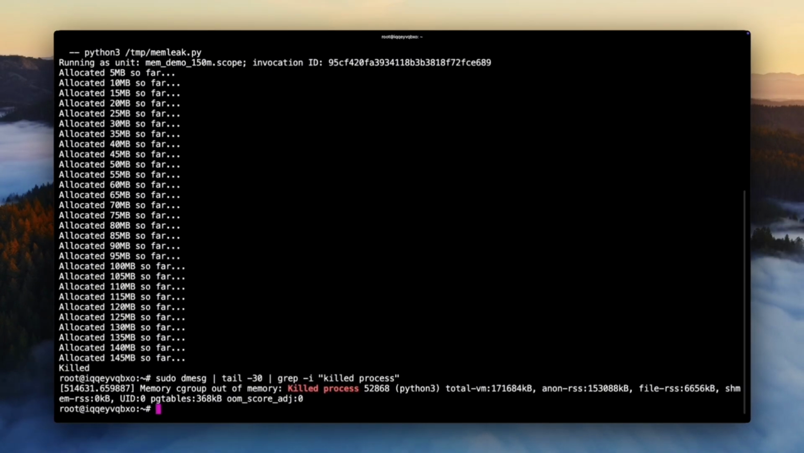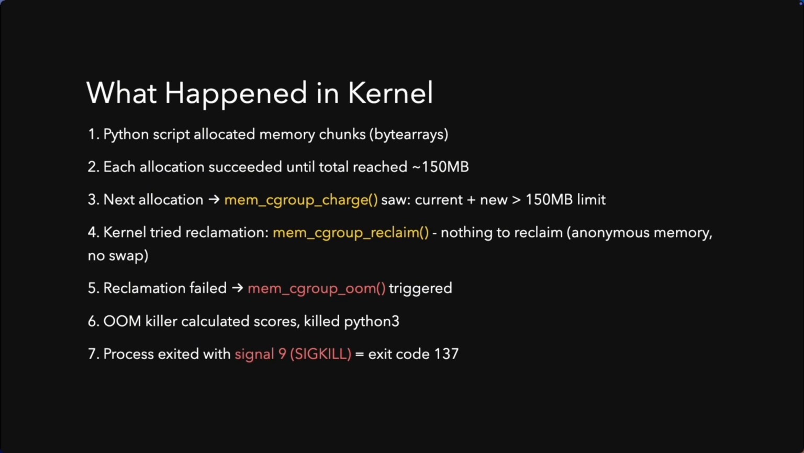So what happened step by step? Python script allocated memory chunks by byte arrays, then each allocation succeeded until total reached the limit. On next allocation, memcgroup charge function saw that current plus new is more than the limit. Kernel tried reclamation by memcgroup reclaim, and there is nothing to reclaim, no anonymous memory, no swap, and reclamation failed. And then memcgroup OOM function is triggered, and then OOM killer calculated scores and killed Python 3.